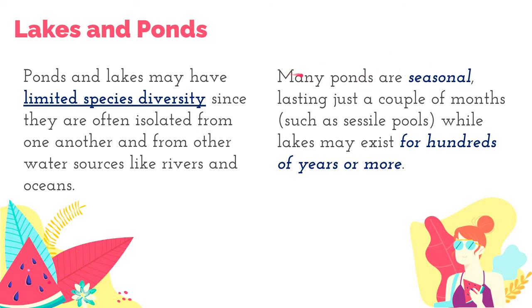Since they are smaller, some of them can only last for a couple of months, such as vernal pools, or those that are fixed in one spot, since they do not flow and do not have currents, while lakes can exist for a longer period of time, for hundreds of years or more. So again, low species diversity, low biodiversity, very few organisms compared to other aquatic biomes, and ponds can be seasonal and lakes can last for hundreds of years.